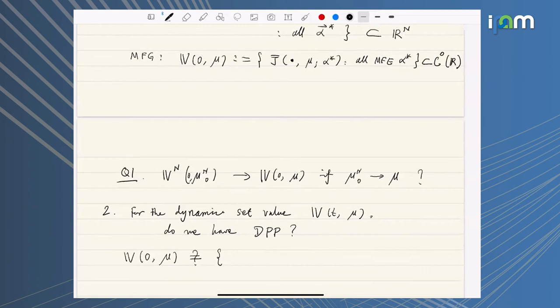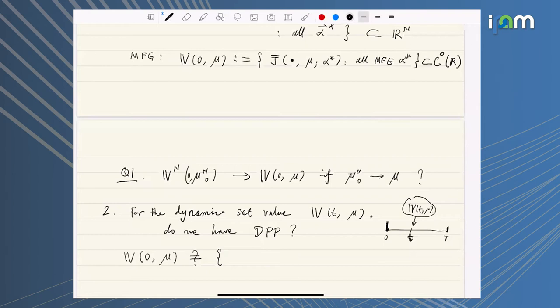Originally, capital T here, zero here, small t here. And I want to consider here, originally, V of T, mu is given here. So I know this set, and now I consider this problem. Originally, I consider V zero, mu as a problem from zero to capital T. And the DPP says I'll consider the problem from zero to small t.